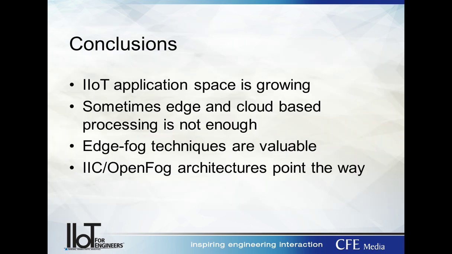So in conclusion, for my part of the talk, the Industrial Internet of Things application space is growing rapidly. Sometimes processing solely at the edge or solely in the cloud is not quite enough. We need to have these intermediate layers of edge and fog computing in order to provide the functionality necessary and to meet the requirements associated with things like latency and security and network bandwidth.